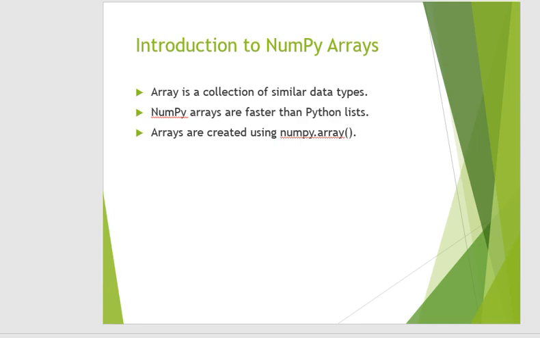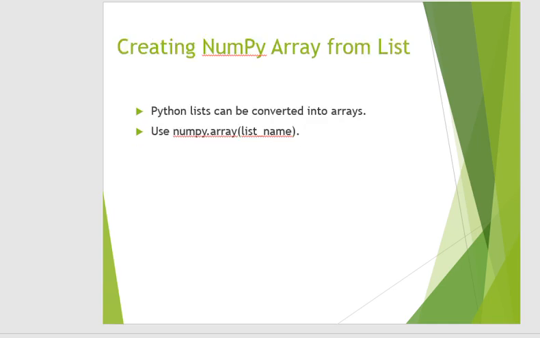Introduction to NumPy array. A NumPy array is a collection of elements of the same data type. Arrays are faster and more memory efficient compared to Python list. NumPy arrays are created using numpy.array function. So we need to use numpy.array function.